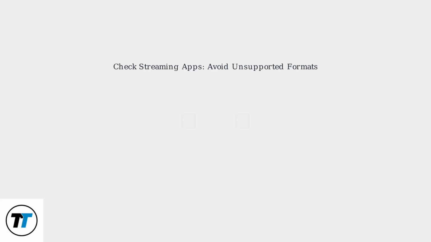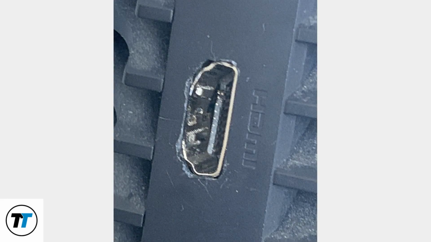If using streaming apps, ensure they aren't outputting unsupported audio formats. If problems persist, a faulty HDMI port may be the culprit, possibly requiring professional repair.